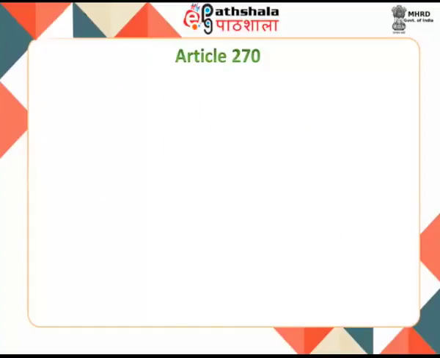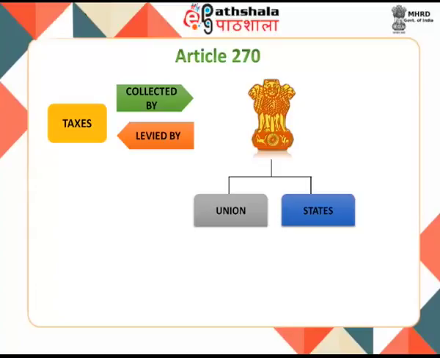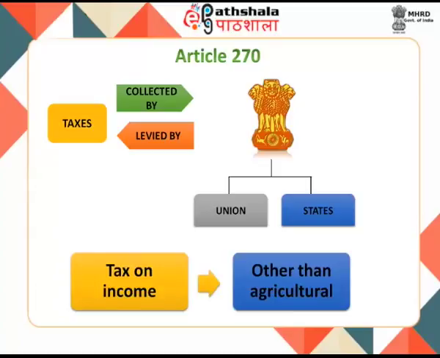Article 270 deals with taxes to be levied and collected by the Union and distributed between the Union and the states. It includes tax on income other than agricultural.